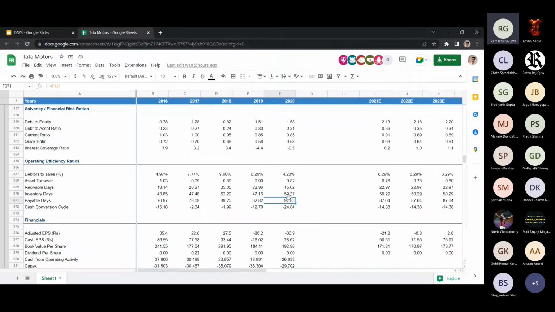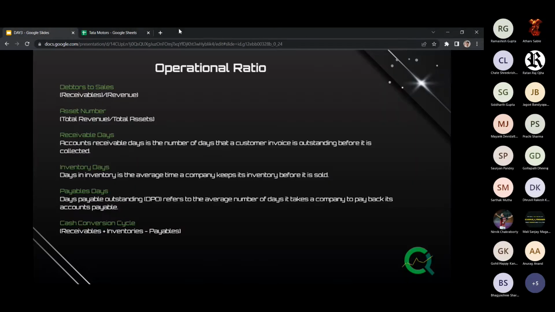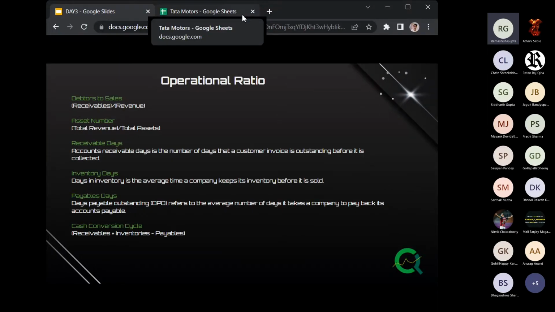After doing it, 52 plus 15 minus 92, we get minus 24 or 25. That is the cash conversion cycle for Tata Motors, which means Tata Motors pays about 25 days after the car is sold. Suppose it has taken steel from somewhere, it will pay the steel plant almost 25 days after that car is sold. If anybody has any doubt till here in operational ratios, they can just unmute themselves and ask me.